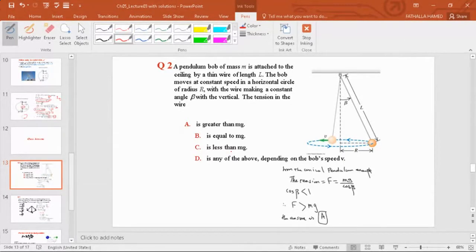So we already worked that one out in the examples, and we said that the tension should equal mg over cosine beta. And you know that cosine beta is less than 1, which makes the T greater than mg. So in that case, the tension is going to be greater than mg. So we can follow up on what we did in the previous example, and we can also ask more questions.